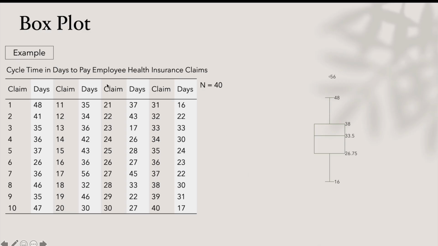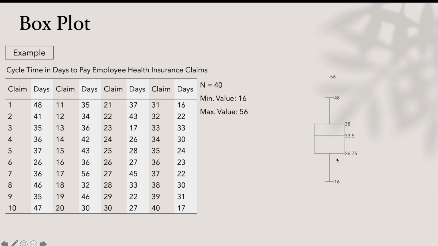Now let us look at an example. The example is the same one from the previous data, the health insurance claims. This one has 40 values in the data. The minimum is 16 and the maximum is 56. So we can plot a box plot. It will look exactly like this. This is plotted using Microsoft Excel.